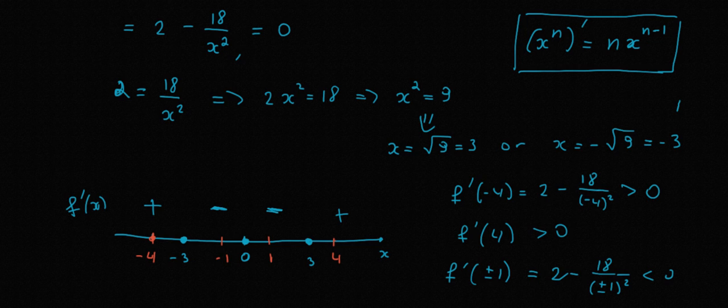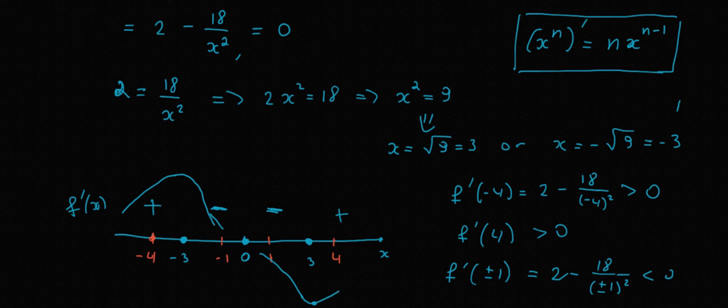Now, what does this tell us? It tells us that the function is increasing on the first segment from -infinity to -3. The graph is going up. And then after it reaches the point x equals -3, the function begins to decrease. It continues to decrease from 0 to 3. And then at x equals 3, the graph reaches its bottom.